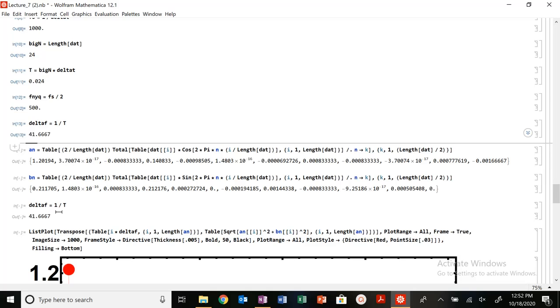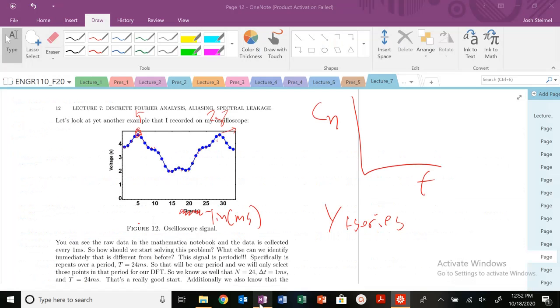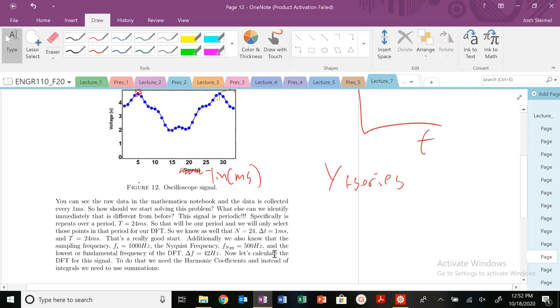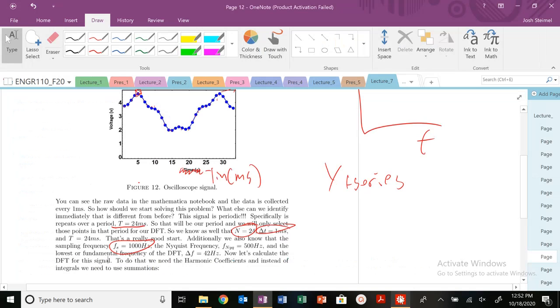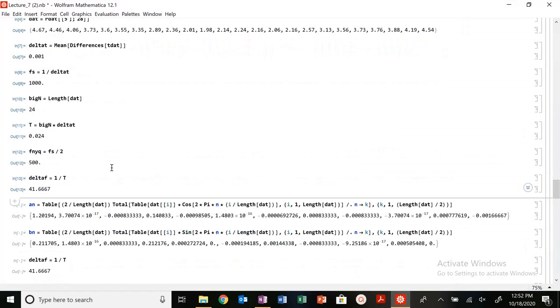Let's see if that matches our notes. Okay, period of 24 milliseconds, great. N equals 24. Delta T is 1 millisecond. So my F sub S, let's double check that: 1000 hertz, great. I know my Nyquist is 500, and my delta F is approximately 42 hertz, but we could be exact in Mathematica. Excellent. So now all I need to do is calculate my A sub N's and B sub N's.